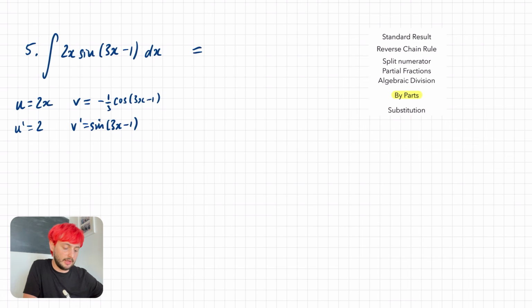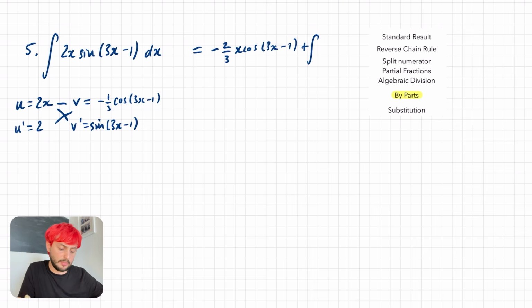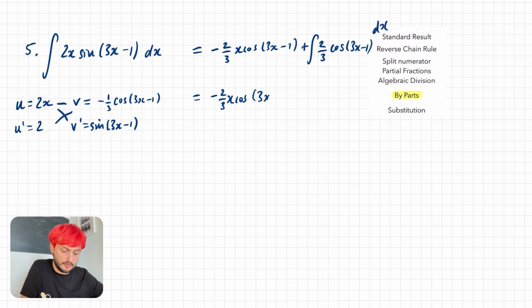Now, applying the formula here, we've already used this pair. So the next bit we have are these two being multiplied, which is going to be minus 2/3 x cos of 3x minus 1. And then we're going to be subtracting the integral of these two things. Now, if I'm subtracting a negative, it is going to become a positive integration of 2/3 cos of 3x minus 1. And I'll squeeze that dx in there as well.